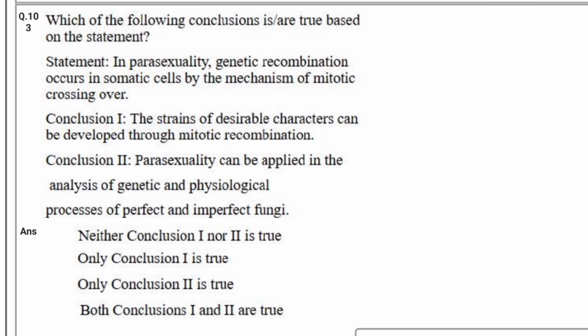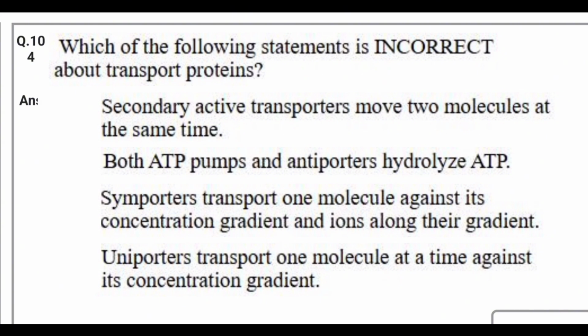Which of the following conclusions are true based on the statement? Statement: in parasexuality, genetic recombination occurs in somatic cells by the mechanism of mitotic crossing over. Conclusion 1: the strains of desirable characters can be developed through mitotic recombinations. Conclusion 2: parasexuality can be applied in the analysis of genetic and physiological processes of perfect and imperfect fungi. The options are neither conclusion 1 nor 2, only conclusion 1. For this, the correct answer is both conclusion 1 and conclusion 2 are true. Let's see the next question.